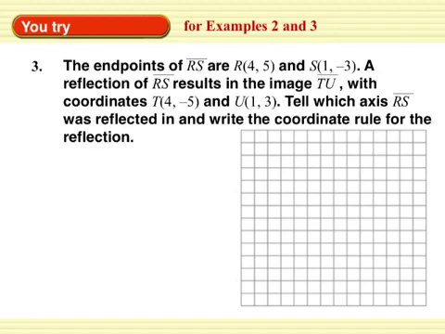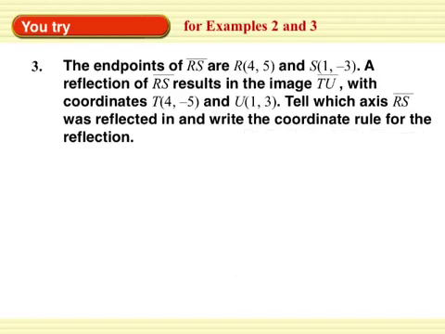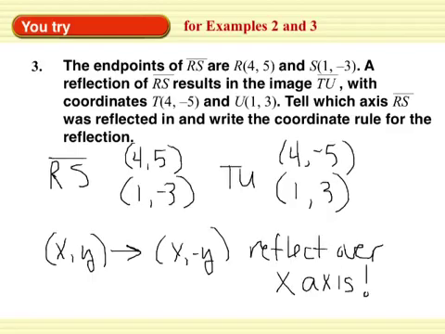The endpoints of RS are R (4, 5) and S (1, -3). A reflection of RS results in the image TU with the coordinates (4, -5) and (1, 3). Tell which axis RS was reflected in and write the coordinate rule for the reflection. I'm actually going to delete this grid again because we don't need it. But go ahead and try it. I'm going to push pause. There we go. I just listed out the ordered pairs so I could see the pattern. I wrote down the pattern, which is a reflection over the x-axis.